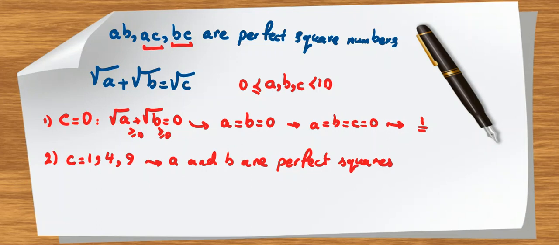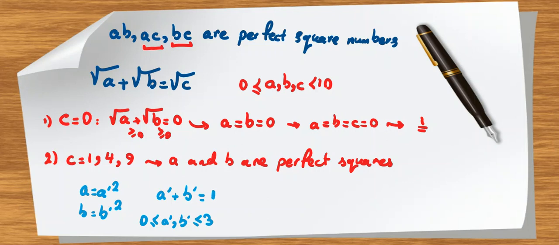Okay, so let's see all possible cases. Here I can say A is A prime squared, B is B prime squared, and without loss of generality, A prime, B prime are greater than or equal to 0. If we replace it, A prime plus B prime equals, for example... A prime, B prime can be what numbers? Because A, B are from 0 to 9, they can be from 0 to 3. They are integers.